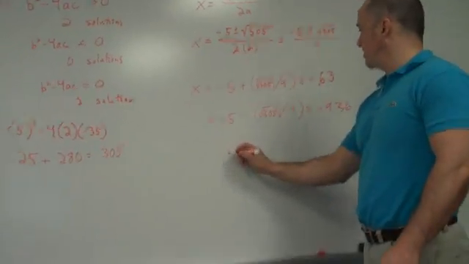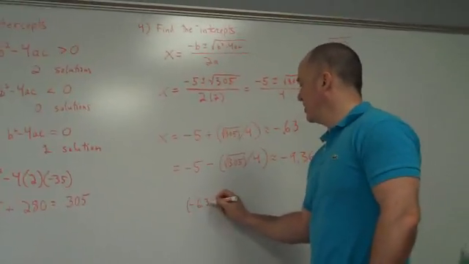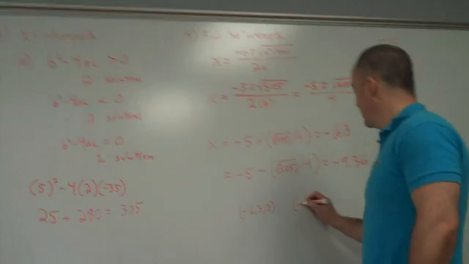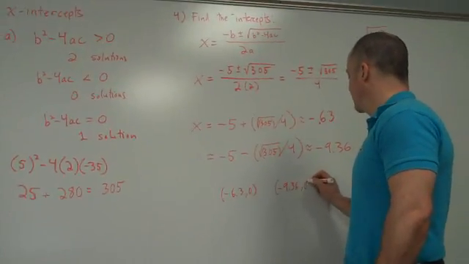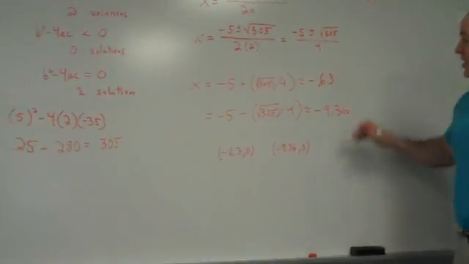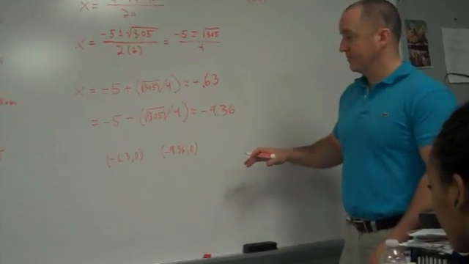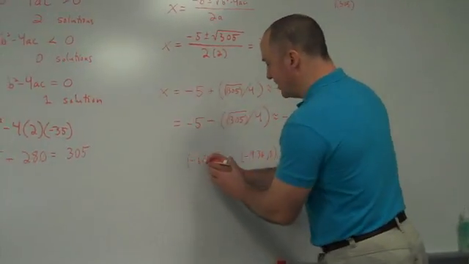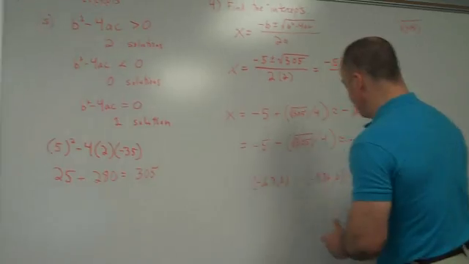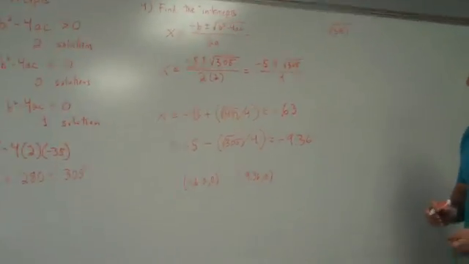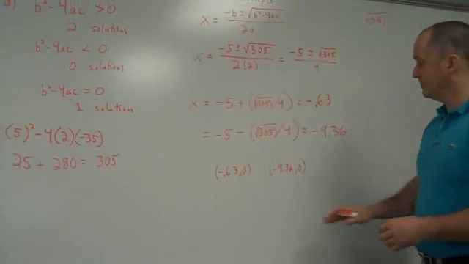Remember, these are the points negative 6.3, 0 and negative 9.36, 0. Okay? So, negative, is it 0.63? Thank you. That's the second time I've done that. Thank you, Sade. Thank you, Rodney. Please double check me on that. And please double check yourselves as well.